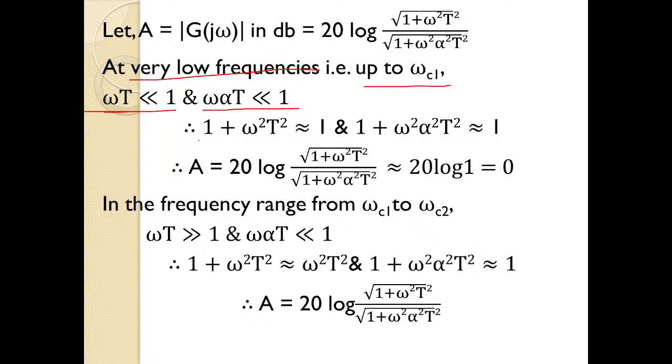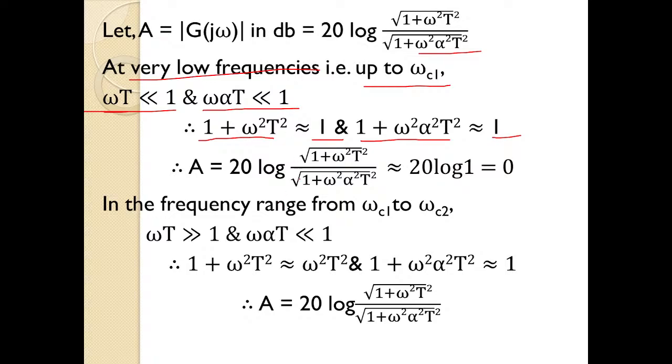Therefore, our factors, the first order numerator factor and the first order denominator factor: 1 plus omega square T square will be approximately equal to 1, and in the denominator, 1 plus omega square alpha square T square will also be approximately equal to 1. Why? Because omega is less than the first corner frequency, so omega T and omega alpha T are very less than 1.